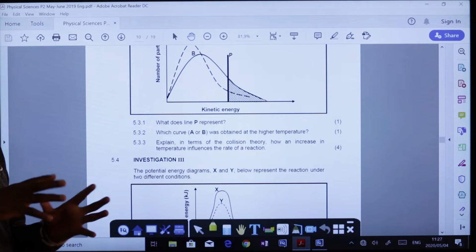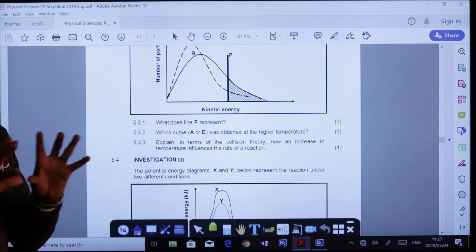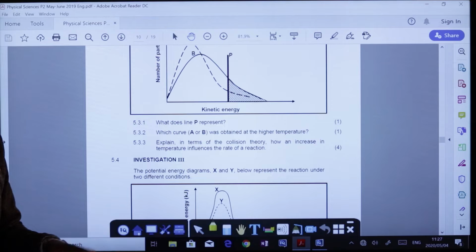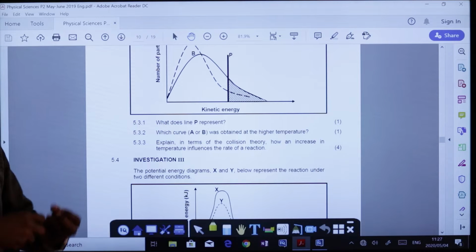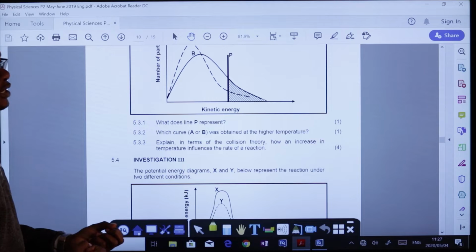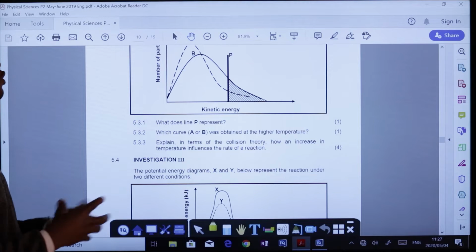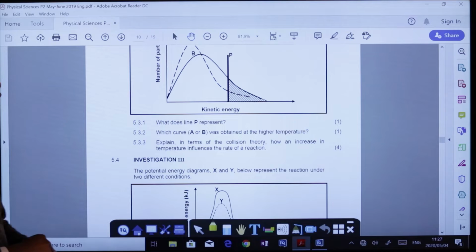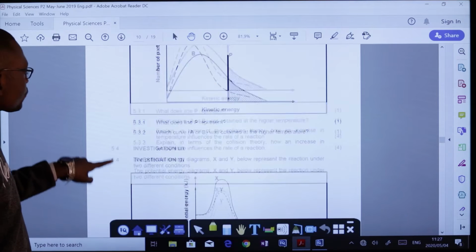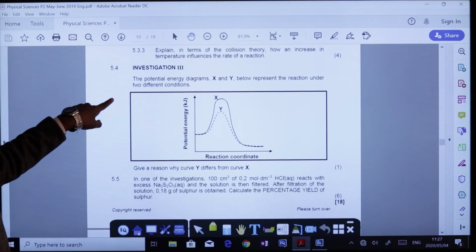We are saying when you are increasing temperature, you are increasing heat. And the heat is absorbed by the molecules and used as kinetic energy, and the kinetic energy will increase the random movement and collisions of molecules and increase the rate of the reaction. Okay, for 4 marks, that's what you're supposed to say.